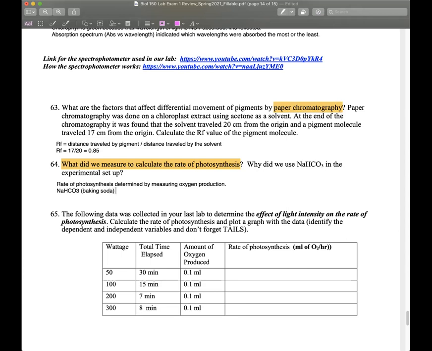To produce CO2. Right, it was our source of carbon, which is a necessary component of photosynthesis because it's part of that summary equation, right? So without that, we could have shone as much light as we wanted to on that plant. It wouldn't have done any photosynthesis without a source of carbon in there.